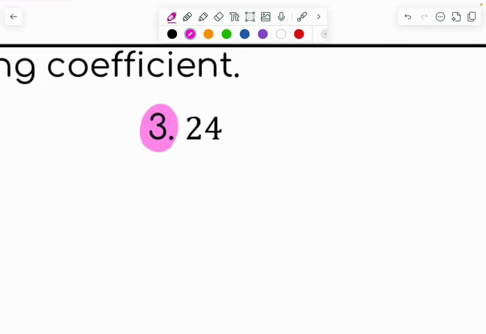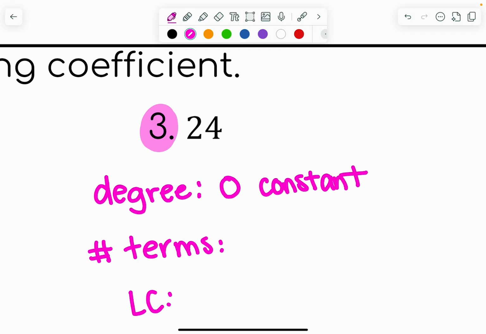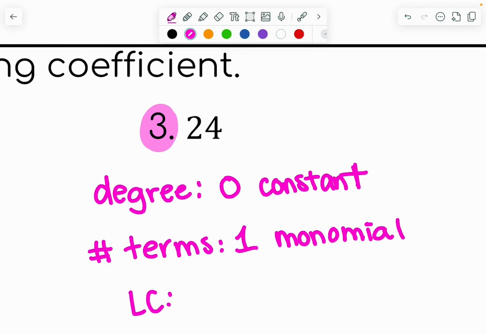Number 3: degree, number of terms, and the leading coefficient. So this has no variable. That means if you look at your chart that we already created, a degree with no variable is a constant. And then the number of terms, there is only 1 term here, so this is a monomial. And lastly, the leading coefficient is 24, the only thing that is there.